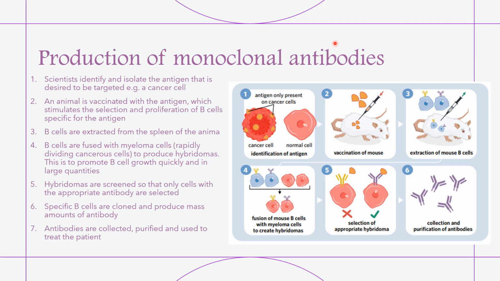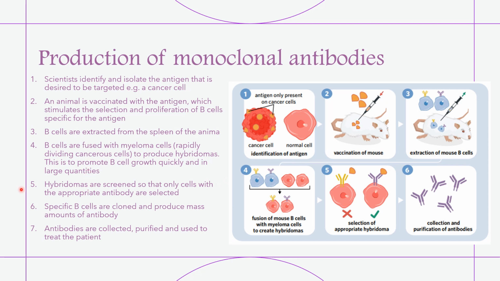Then we're going to take those B cells and fuse them with something called a myeloma cell. A myeloma cell is actually a cancer cell, which sounds a bit counterintuitive, but they are rapidly dividing cancerous cells. And obviously, they're not going to hurt anything. We strictly use them so that our B cells can divide more rapidly. When we fuse these two things together, they create something called a hybridoma. So a B cell and a myeloma cell together is called a hybridoma. This means that the B cells can grow and divide more quickly and we can make really large quantities. So that's what we do next.